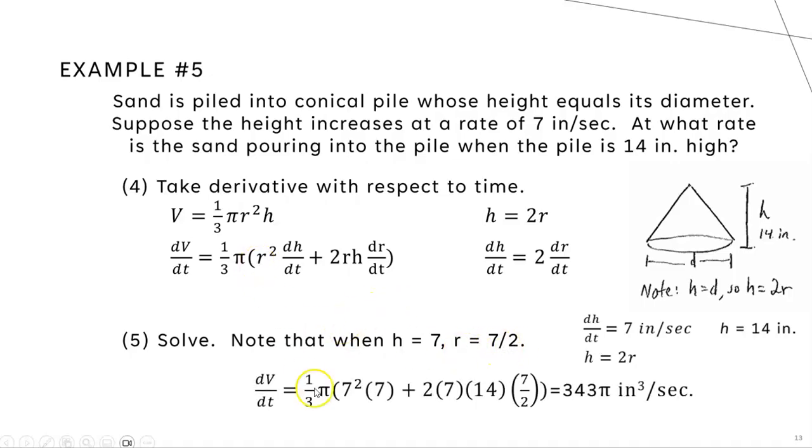So now I can plug in 7 for r. dh/dt is also 7 inches per second. I know that r is 7 halves, and I know that dh/dt is equal to 7. So when I plug in all my numbers here, I get 343 pi inches cubed per second.